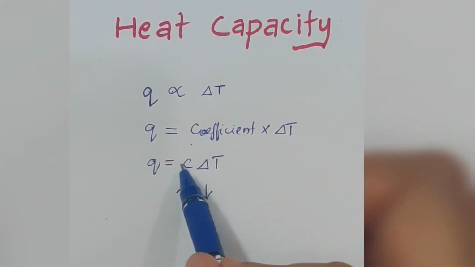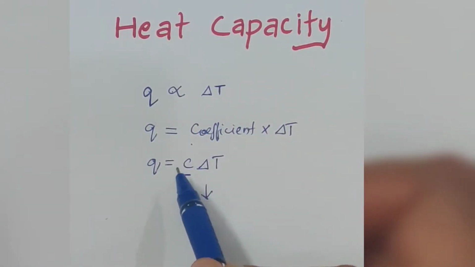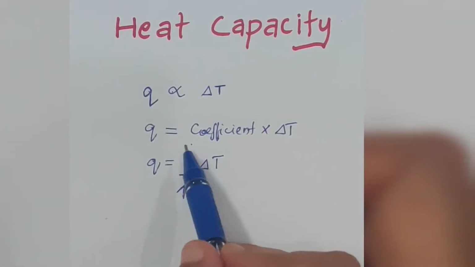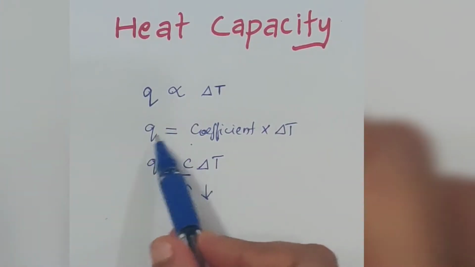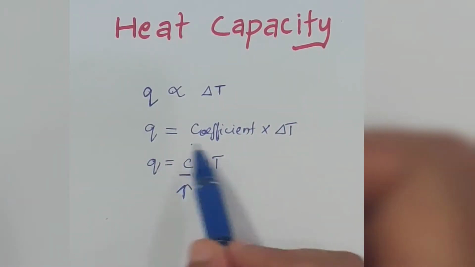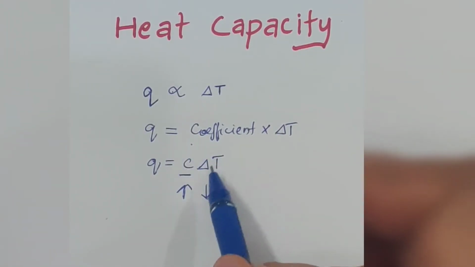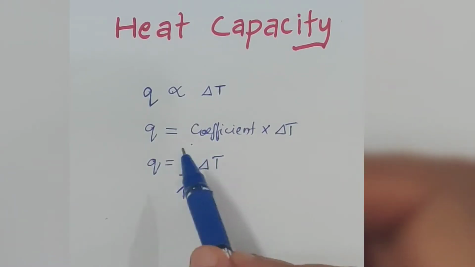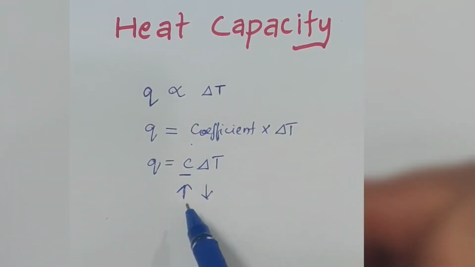If the value of C is high, the rise in temperature will be low. If the rise in temperature is high, then heat capacity is low. The product of these two makes the value of the heat energy, which is a fixed value, because we are giving a fixed amount of heat. Hence, when the heat capacity is increased, the rise in temperature will be lower. If the heat capacity is lower, the rise in temperature will be higher.